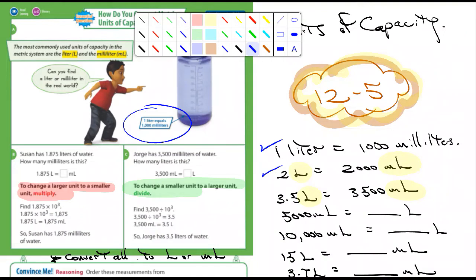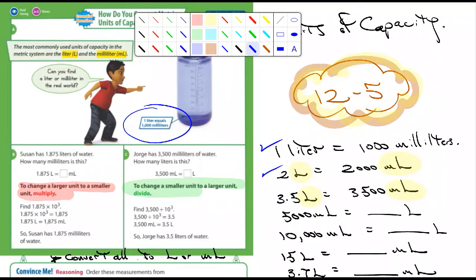Now, to give you an idea, I kept this bottle that I got the other day. This is 30.4 fluid ounces. And it's also 900 milliliters. Just a little shy of 1,000, which would be 1 liter. So if it was probably another inch taller, it would be equivalent to 1 liter. Okay? So, liters and milliliters.